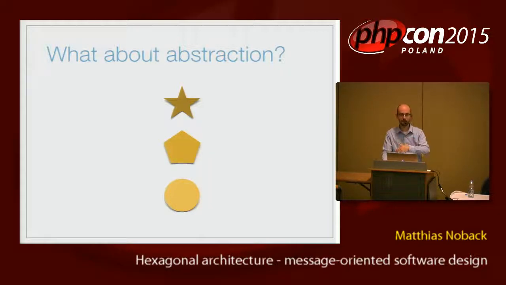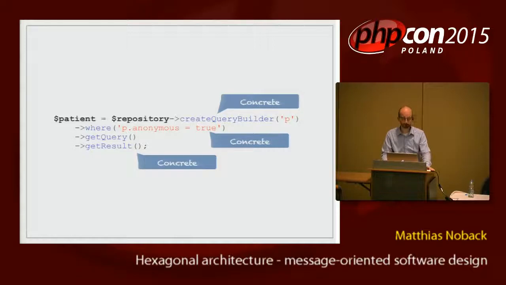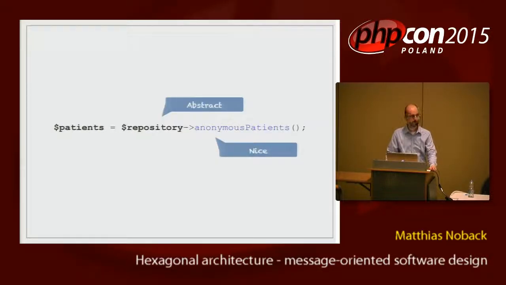Going to some more generic way of looking at things. This is still very concrete. We are still talking about a query, a result, and this really sounds very much like a database. Even the where anonymous equals true is something that's very specific to database talk. If we would really try to find some abstract way of talking about collecting patients, then we would talk about a repository, which is just a holder of patient objects. And we would have a method, anonymous patients, which would give us all the patient objects if we need them. And this is really abstract, and this is also very nice. But of course, frameworks themselves cannot supply this for you, so you have to do it yourself all the time.